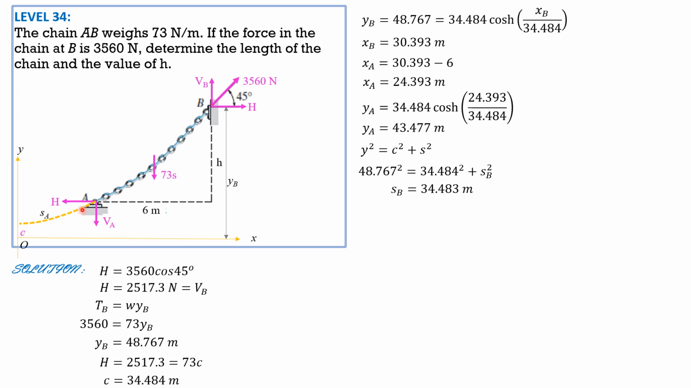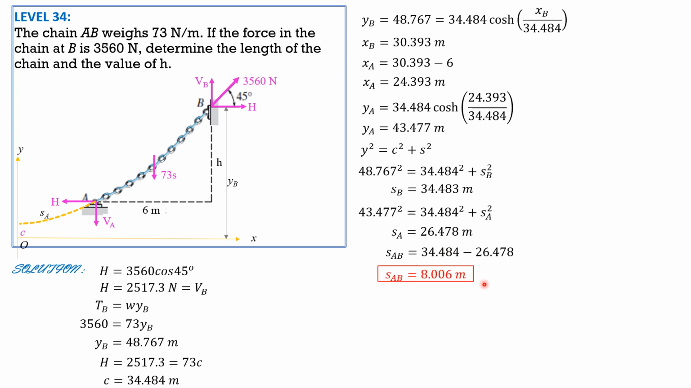Then let's solve for SA. YA is 43.477 square equals 34.484 square plus SA square. Then SA is equal to 26.478 meters. So finally, the length of the chain can now be found, SB minus SA. So SAB is 34.483 minus 26.478. So the length of the chain from A to B is 8.006 meters.